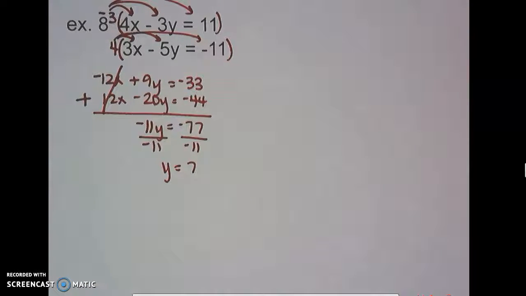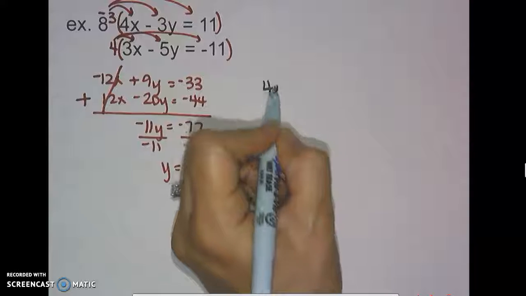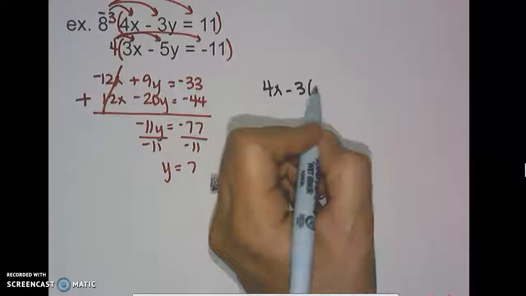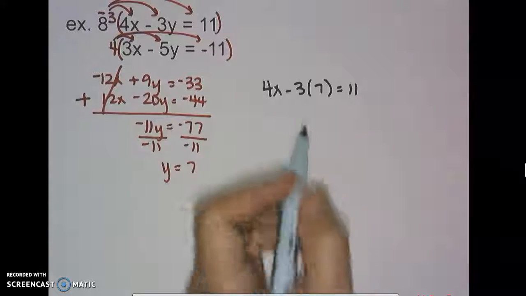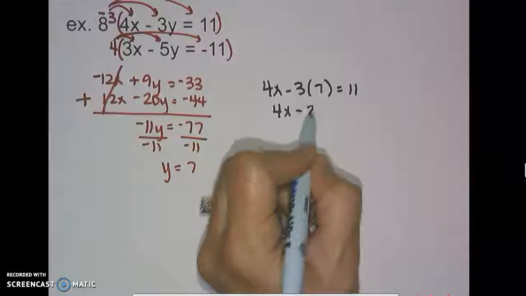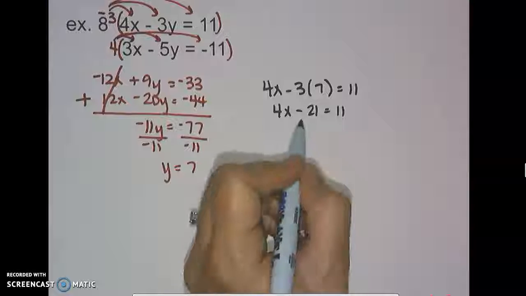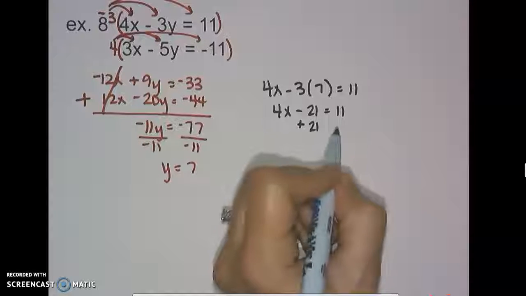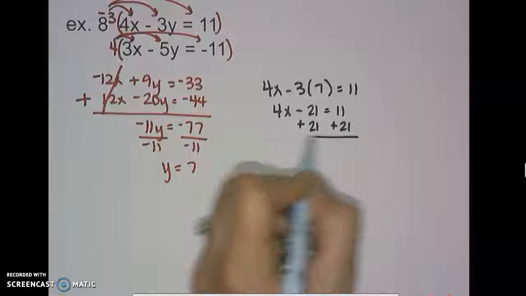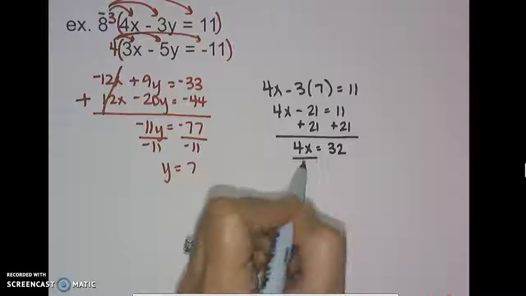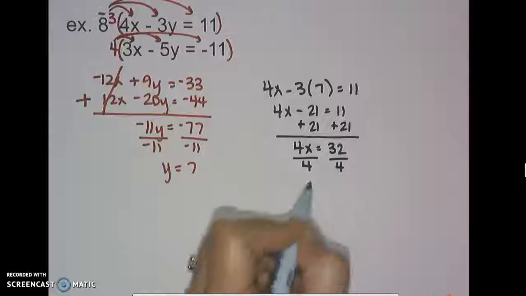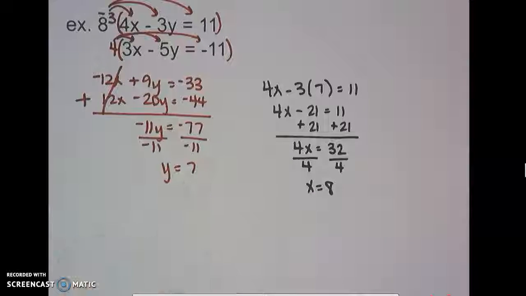And now we're going to take that and plug that back into one of the original equations. So we'll plug into the top equation. We have 4x minus 3 times, we just got positive 7. So 4x minus 21 equals 11. Adding 21 to both sides, we get 4x equals 32. And dividing by 4, x would equal 8.